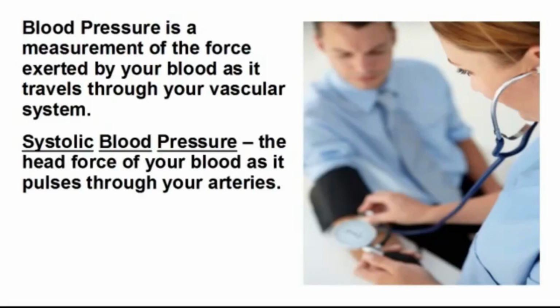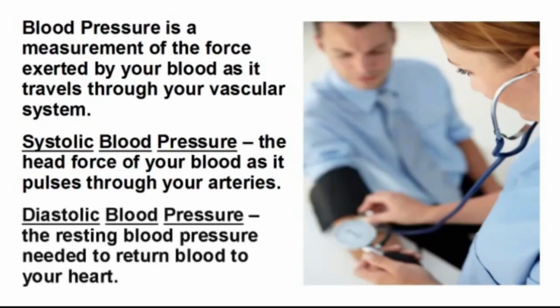When your heart is relaxing, your blood needs to have a pressure sufficient enough to return the blood to your heart and properly fill it. This resting blood pressure is your diastolic pressure and is the second number recorded by your health care provider. For example, if you have a blood pressure reading of 120/70 millimeters of mercury, you would have a systolic or working pressure of 120 and a diastolic or resting pressure of 70.